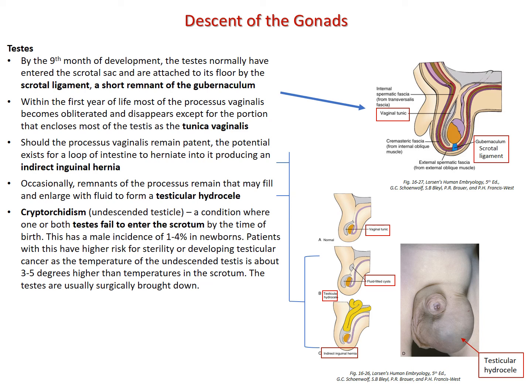Cryptorchidism, or undescended testicle, is a condition where one or both testes fail to enter the scrotum by the time of birth. This has a male incidence of 1 to 4% in newborns. Patients with this have higher risk for sterility or developing testicular cancer, as the temperature of the undescended testis is about 3 to 5 degrees higher than temperatures in the scrotum. The affected testis is usually surgically brought down within the first year of life.